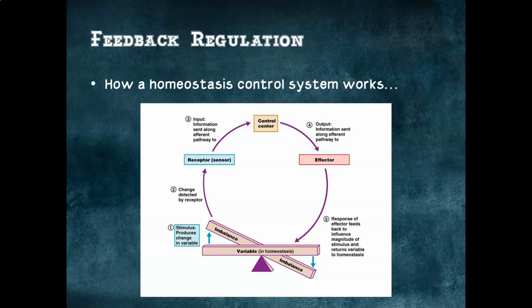So this is the basics of what we're looking at. When we talk about control systems, usually we're talking about some sort of variable that becomes imbalanced. That's the stimulus. We detect that via our receptor, which sends the information to the brain, puts out an effect, and hopefully pulls everything back into balance.